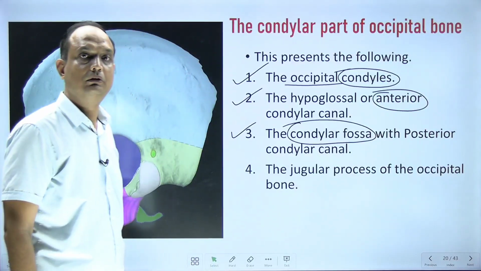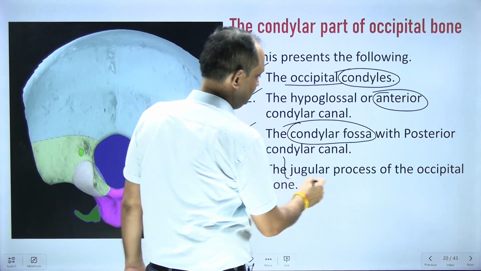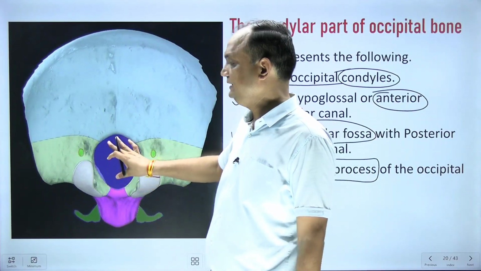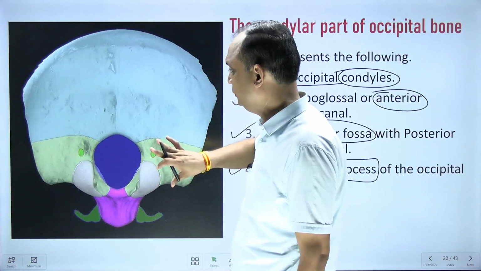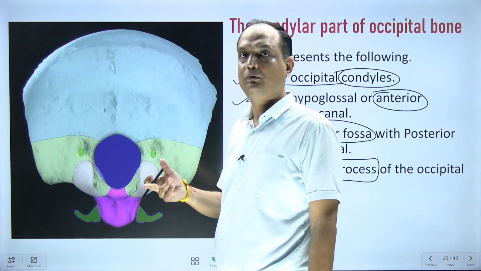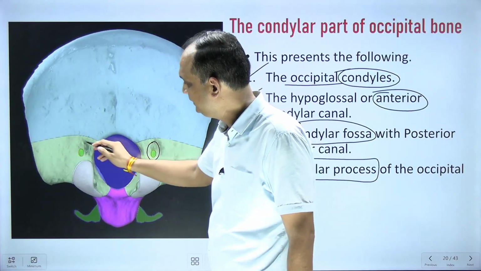Sometimes the fossas also have a canal known as the posterior condylar canal, and the jugular process of the occipital bone. Now again, if you see this image, if you have the bone in your hand and you have to mark these bony areas on the bone, where to mark? Again, you first have to mark the area behind the occipital condyles.